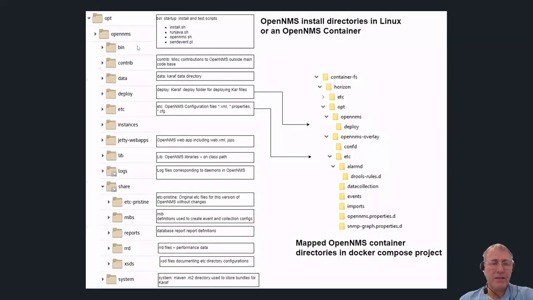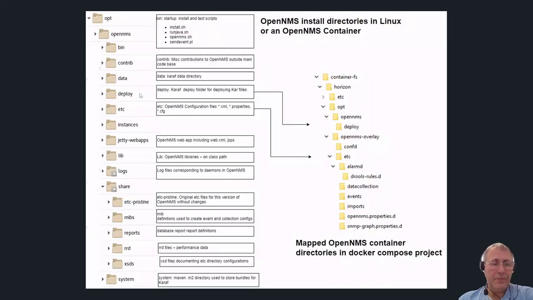The bin contains the starting file to start and stop OpenNMS. The contrib contains various contributions to OpenNMS over the years. These are variously documented, and I'm not going to go into them in any great detail. Some are more useful than others.